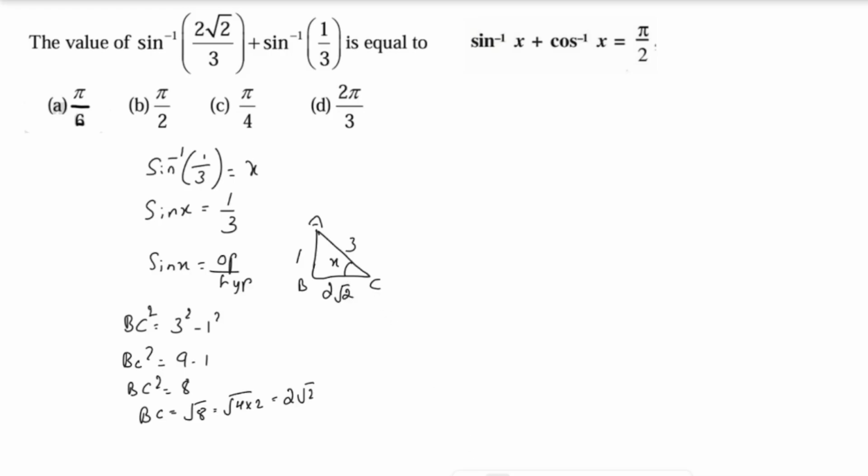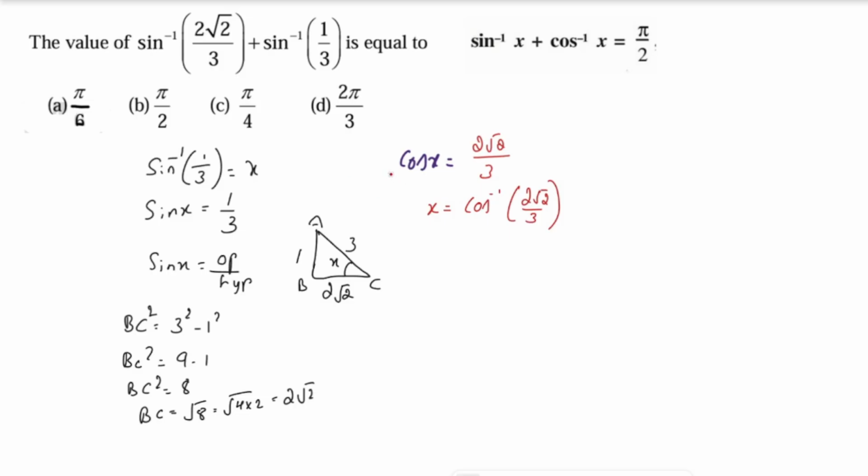Now in place of sin x, let us replace cos x. So cos x is equal to adjacent by hypotenuse. Adjacent is 2 root 2, 2 root 2 by hypotenuse is 3. So x is equal to cos inverse of 2 root 2 by 3.